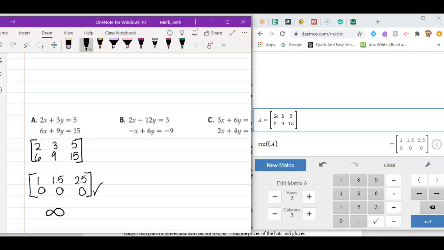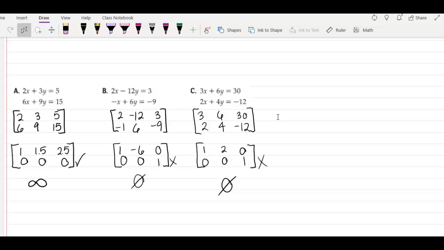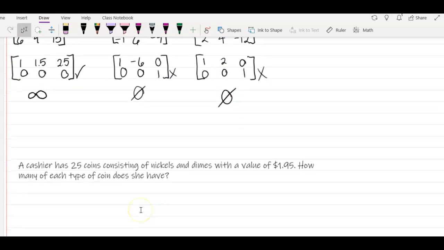Go ahead and pause your video and try B and C and see what you get for those answers. Hopefully for both B and C you got no solution because you have a row of zeros that end in 1, and that means no solution.